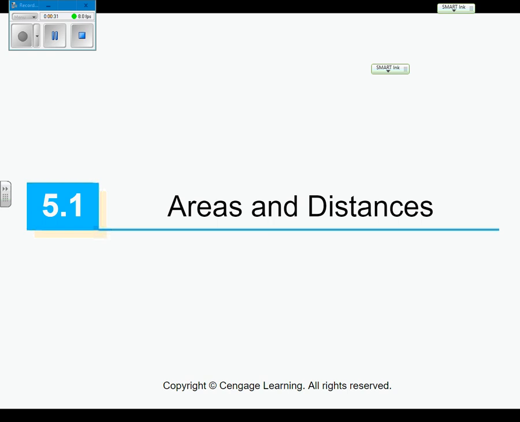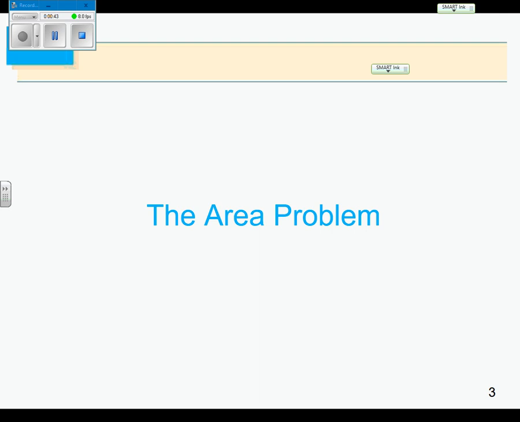So, this video will cover how to find the area underneath the curve, and we're going to look at distances using a very similar method that we did to finding the area. So first, let's talk about the area problem.